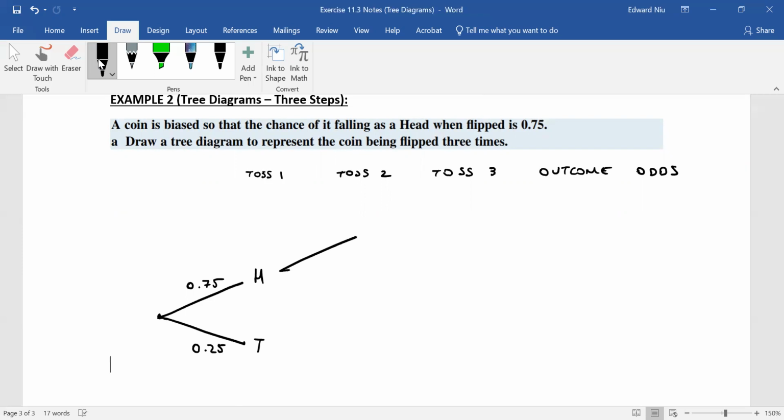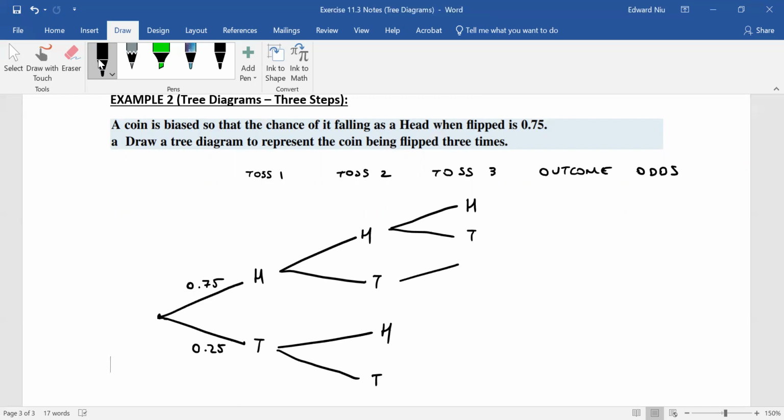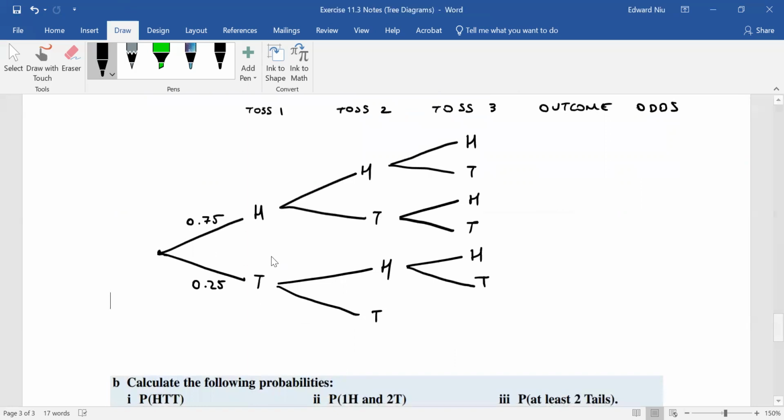Then in toss 2, if we get a heads, we can also get a heads and a tail. We can also get a heads and a tail. Toss 3, we can get a heads, a tail. This is why we need a space. A tail, a head, a tail, and heads, tail. And then we write the odds in. So 0.75 or 75% chance for heads.